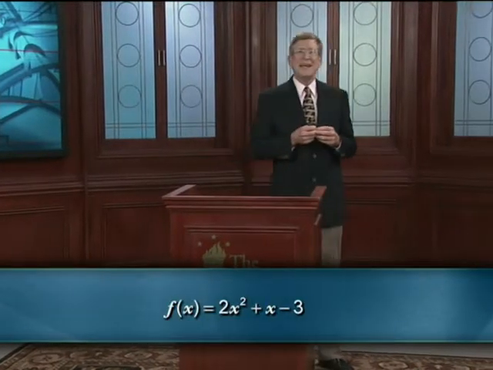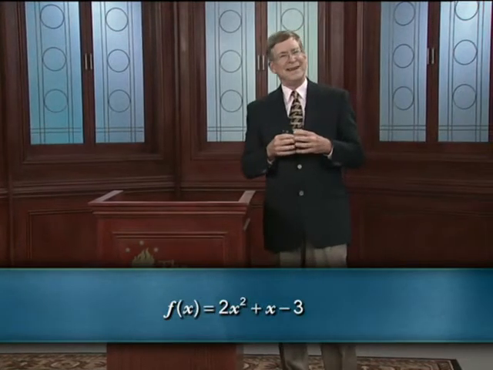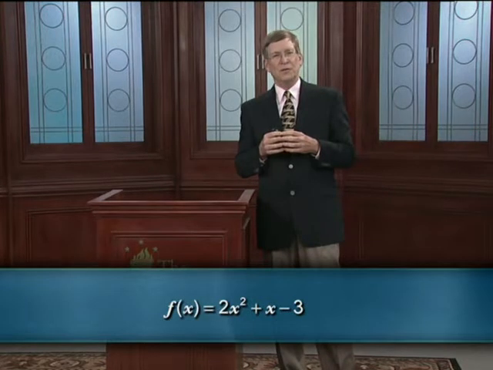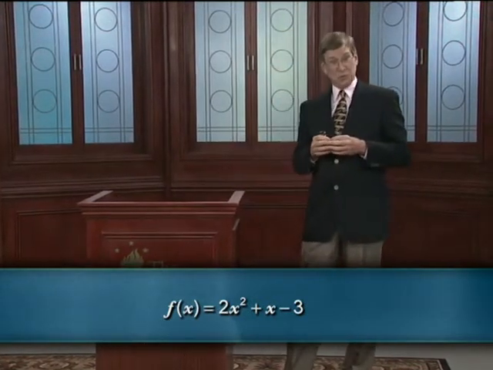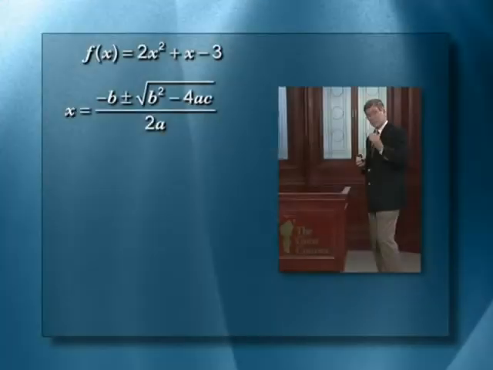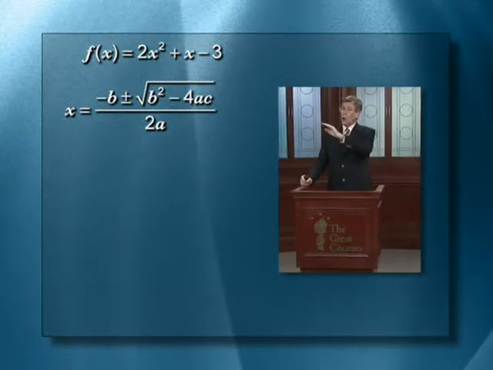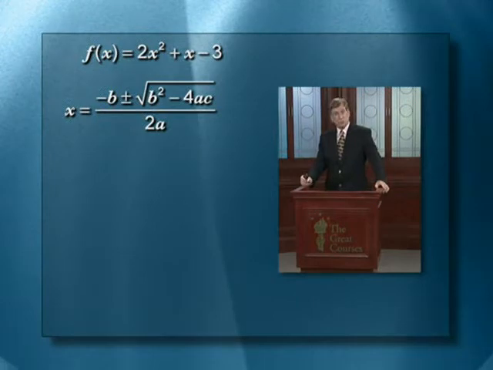Okay, let's use it. Let's look at an example like 2x squared plus x minus 3. There's our quadratic polynomial, 2x squared plus x minus 3. I want to find the zeros. Where does this polynomial touch the x-axis? Okay, we use the quadratic formula. Here we go. It's minus b plus or minus the square root of b squared minus 4ac, all divided by 2a. Who are the characters here? Well, a is 2, b is 1, and c is minus 3.